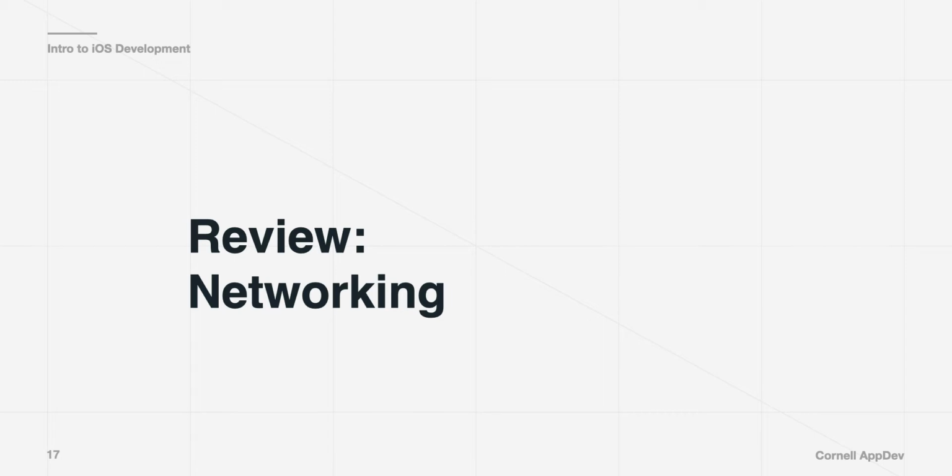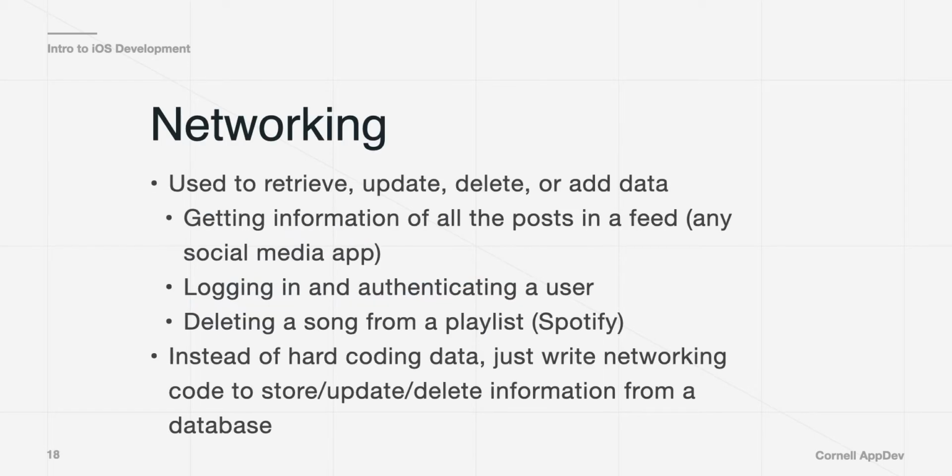Okay, so next we'll go into a little bit of review about networking. Networking is used to retrieve, update, delete, or add data. Getting information of all the posts in a feed, like in any social media app, would be a GET request. Like Twitter, when you get all your tweets, or Facebook, when you get all your posts.